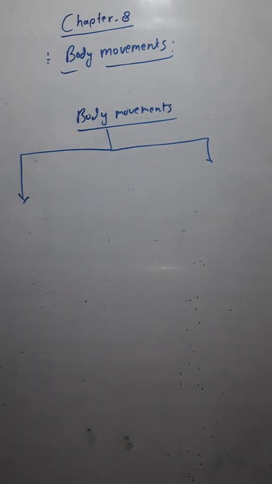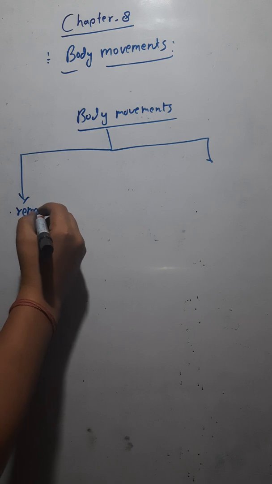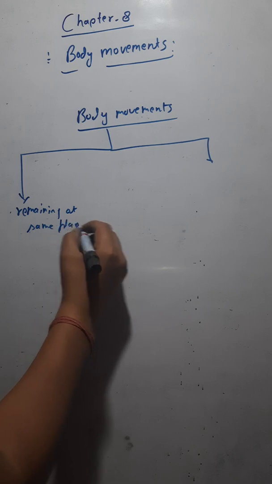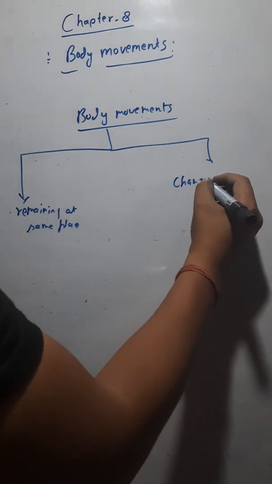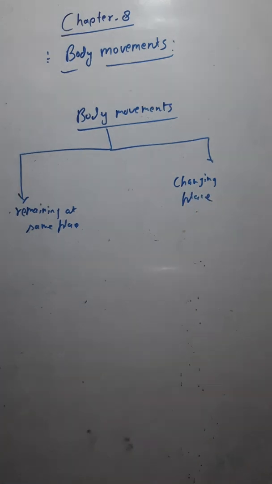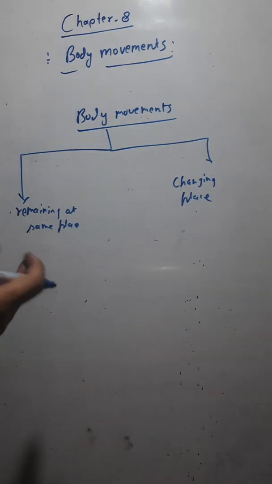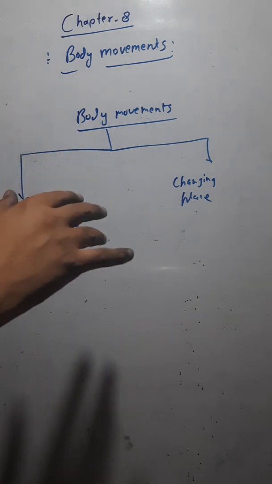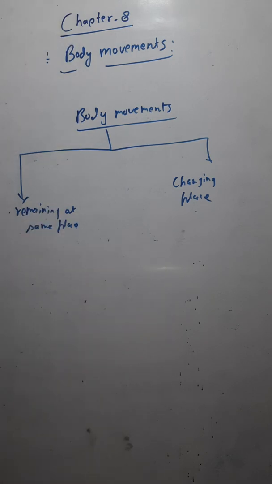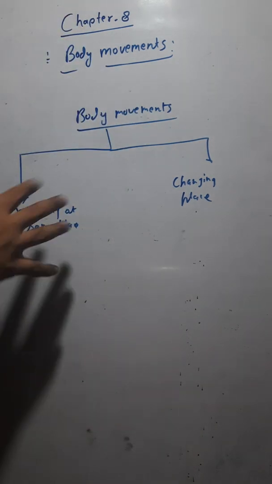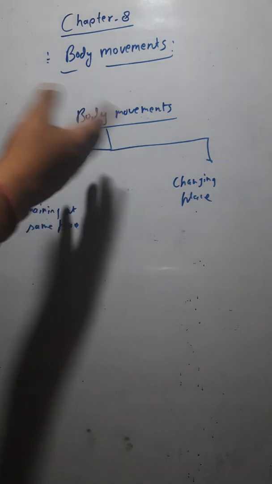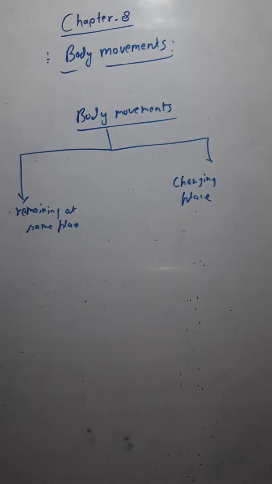How? Remaining at the same place, and sometimes changing the place also. If we are at the same place, which parts of our body can we move? We can blink our eyes, bend our fingers, rotate our arm, lift our elbow. These are different types of movements where you are at the same place and still have some movement in your body. You can bend your back, yes or not?